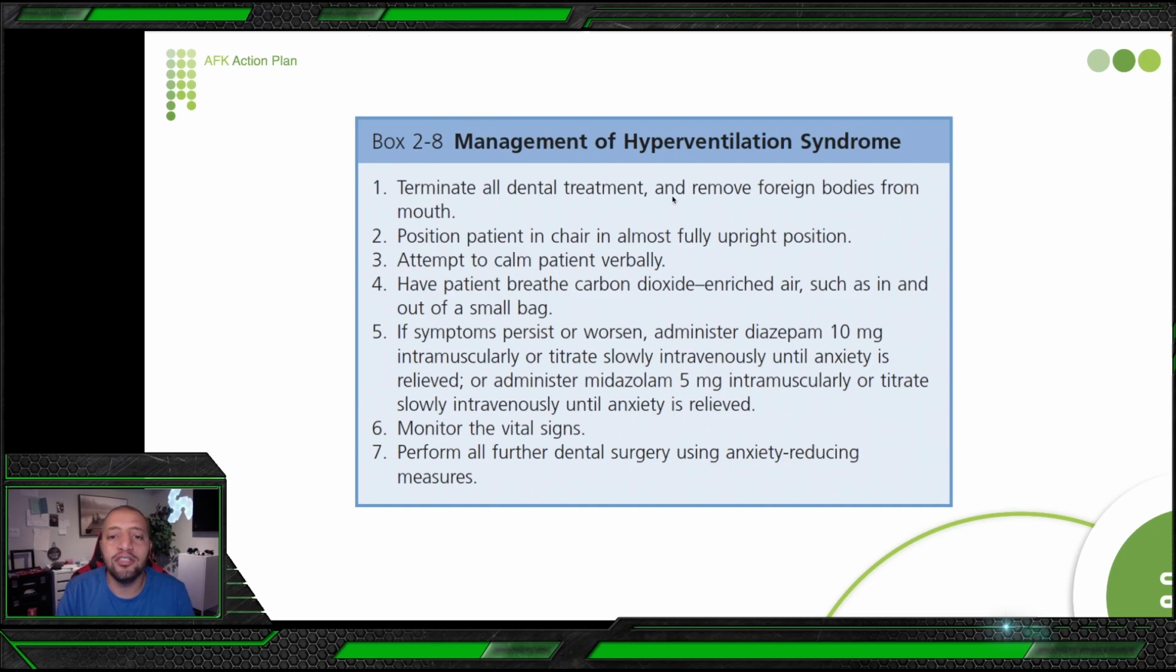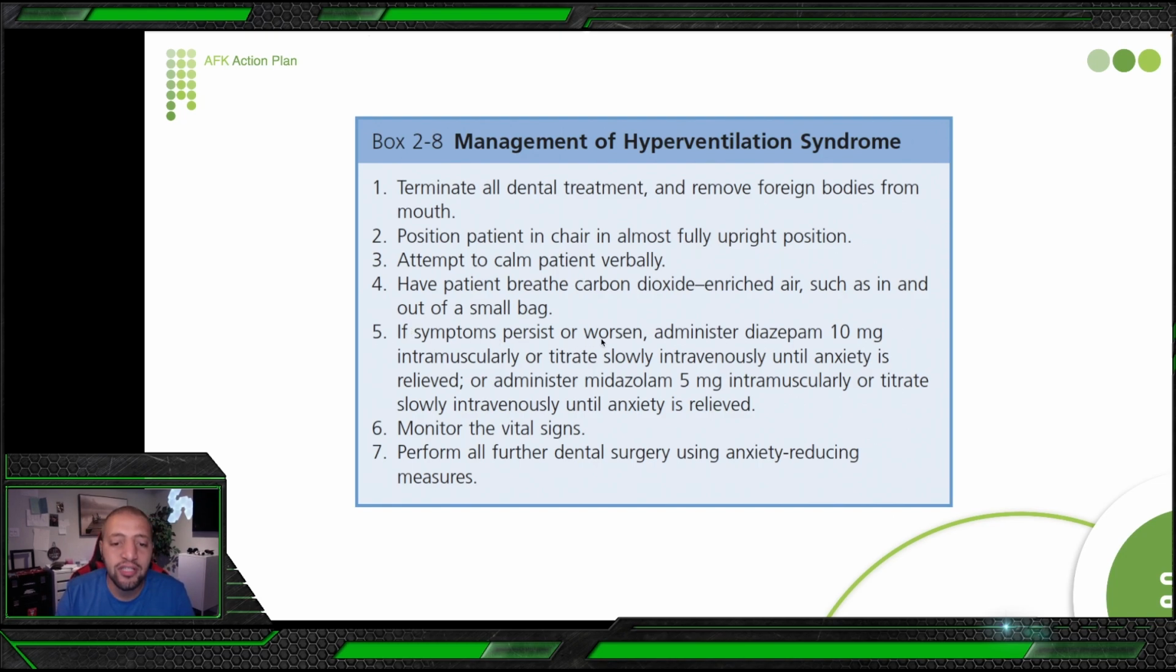Management: terminate all dental treatment if the patient is in the chair. Position the patient in the chair in an almost fully upright position, and this is one of the rarest conditions where we use this upright position. Attempt to calm the patient verbally. You speak with him. Have the patient breathe carbon dioxide-enriched air, such as in and out of a small bag. So why are we doing this, I'll explain now.